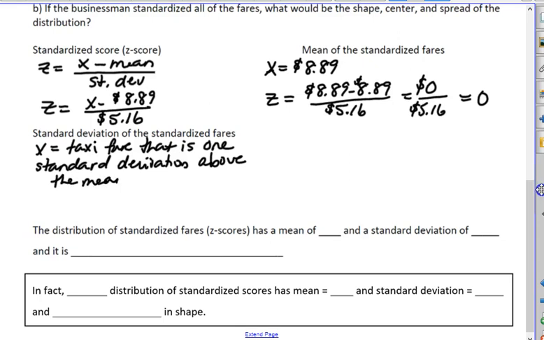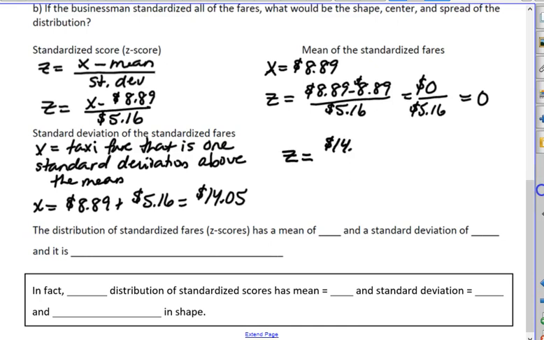So in this case, x is going to equal $8.89 plus $5.16, which turns out to be $14.05. So if x is $14.05, what would z be for that particular value?